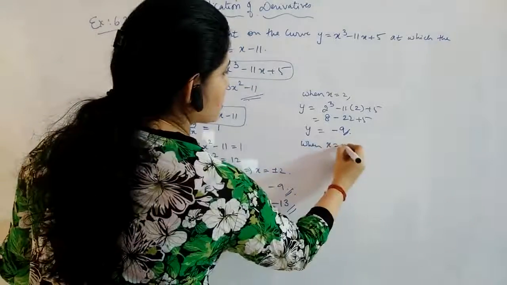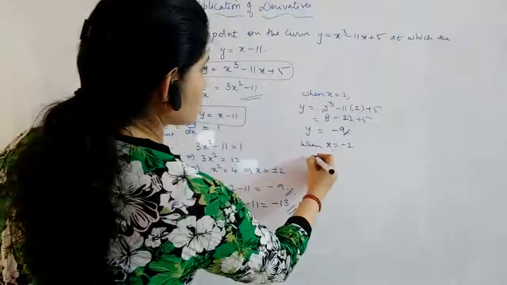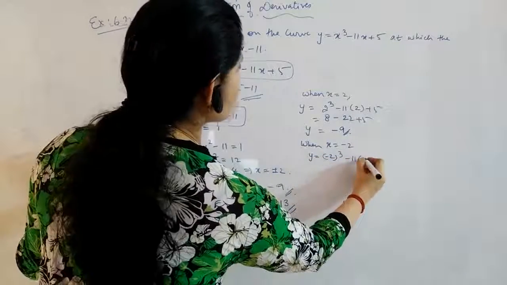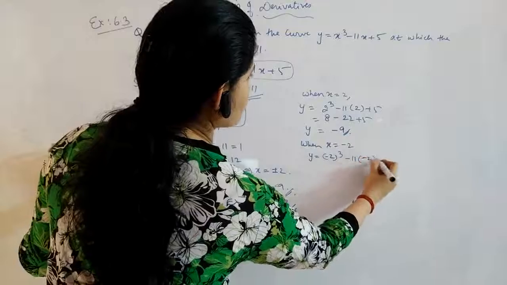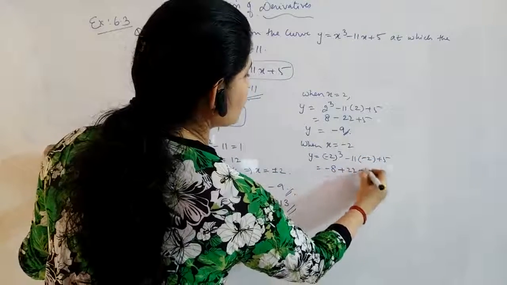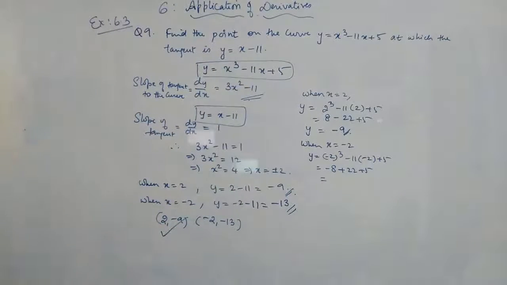Now when x is equal to minus 2, again checking with minus 2, y is minus 2 the whole cube minus 11 into minus 2 plus 5, which will give you minus 8 plus 22 plus 5. How much are you getting? Are you getting minus 13?